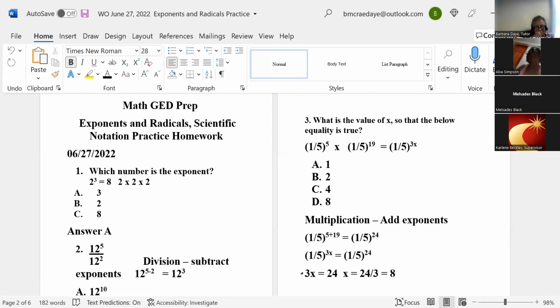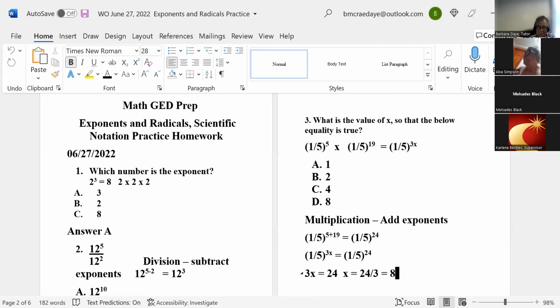As soon as you write it out, I said, oh my God, it's divided by 3. And then when Alva said 24, I said, she knows you add the 5 and the 19th power and get 24. Now 3x is 24. So what is x? Got to be 8. That's the only number that will multiply by 3, right? Yes, mom. 8 times 3 gives 24.